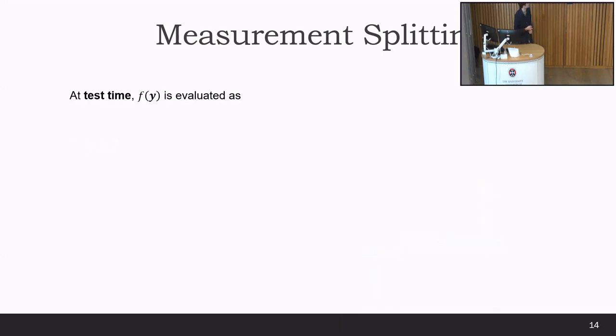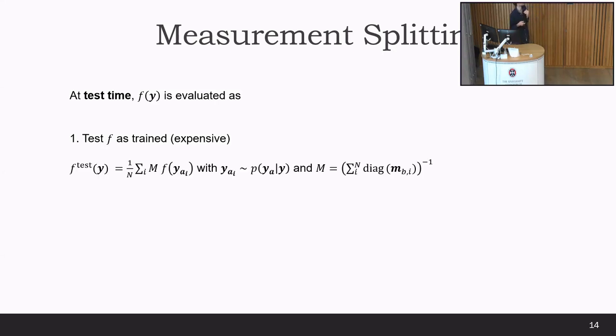So at test time, we have trained our network to predict from one part to the other. What can we do? We can just test the neural network as we trained it. What do I mean by that? We will evaluate all the possible splits. We will remove some pixels randomly, take a prediction, and average over all the possible removals of pixels. In this way, we test the neural network exactly as we trained it.